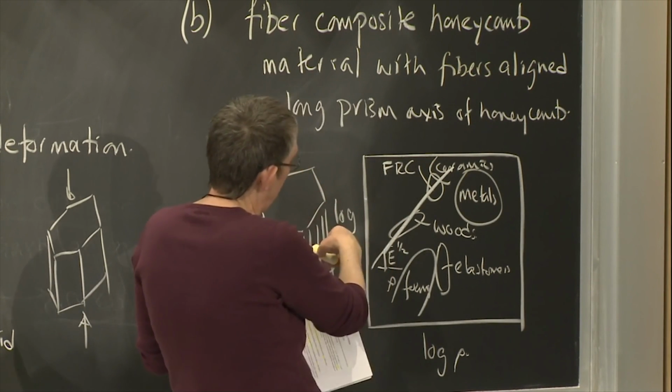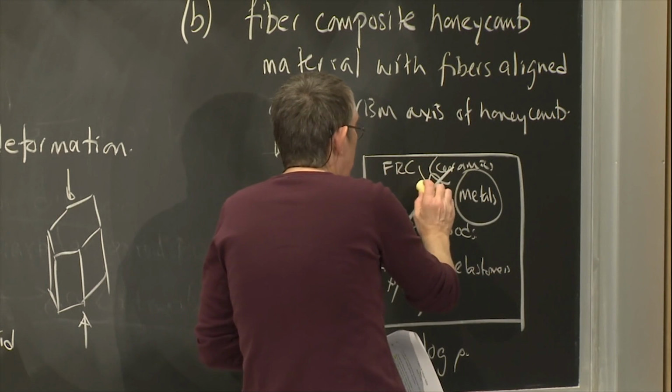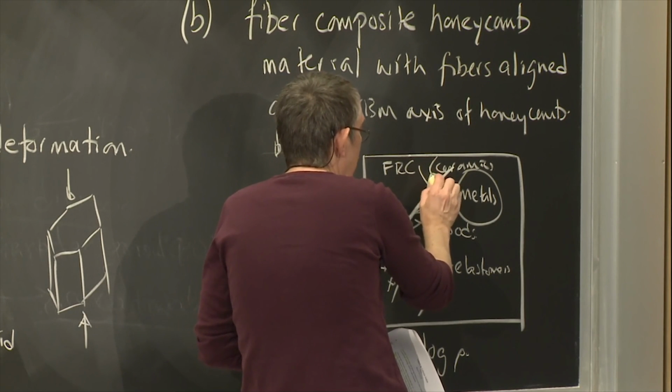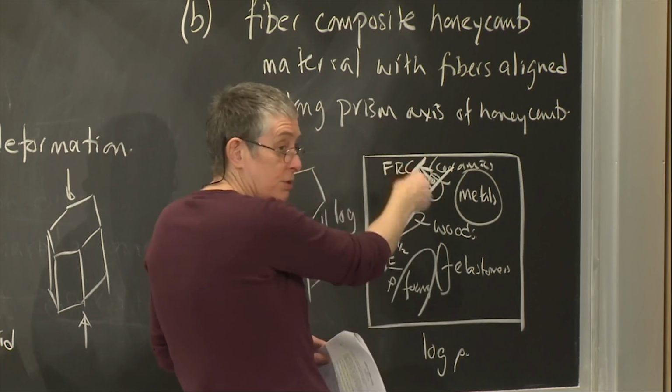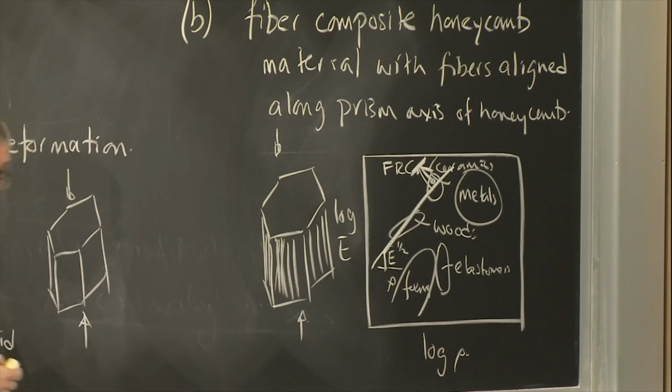And essentially, if you had the fiber composite and you made a honeycomb out of it, you would be taking the data from here and shifting them out that way. You'd be pushing them out over here, so you get a higher value of that performance index. Okay. So that's the test from last year.